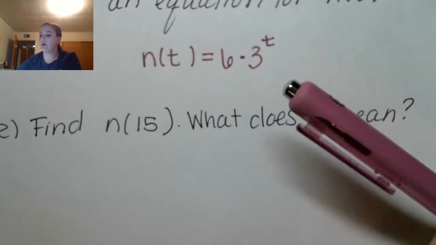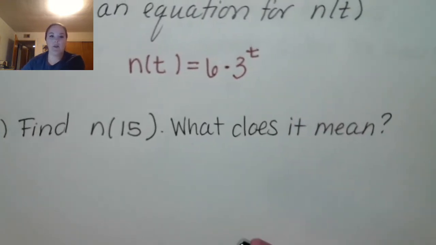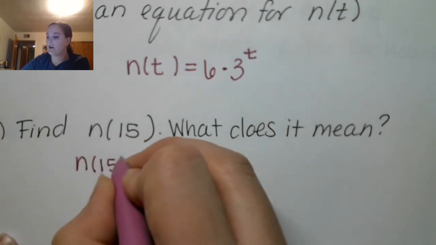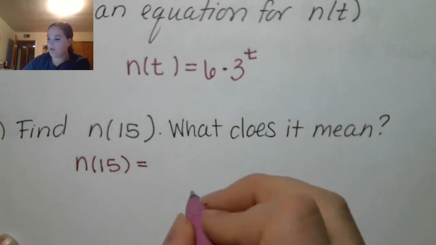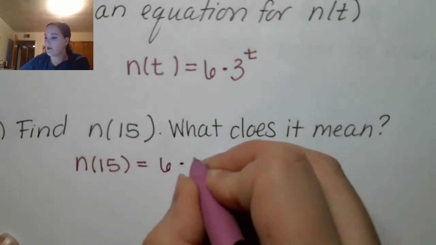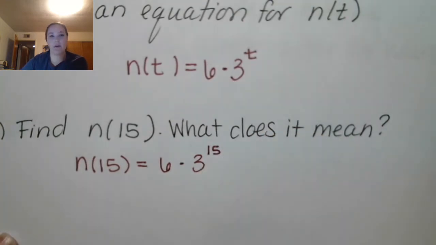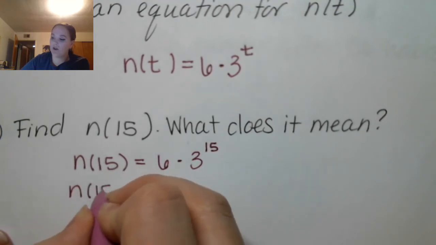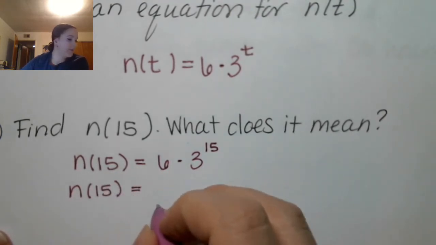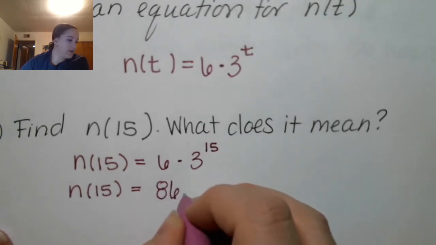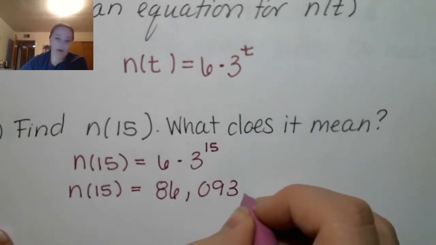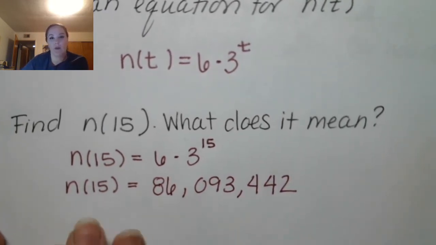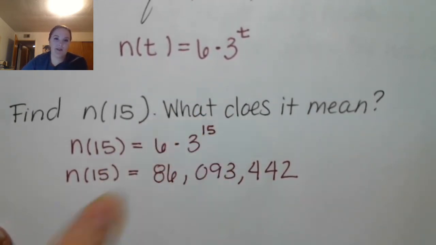Okay, so let's look at part E. Find n of 15 and then say what it means. So we have our equation, right? And we're just going to plug in 15. So I'll have 6 times 3 to the 15 power. Then we're going to use our calculator to get an answer for this. We think it's going to be a super large number. So I got 86,093,442. That's the number that I get from just plugging this into a calculator.